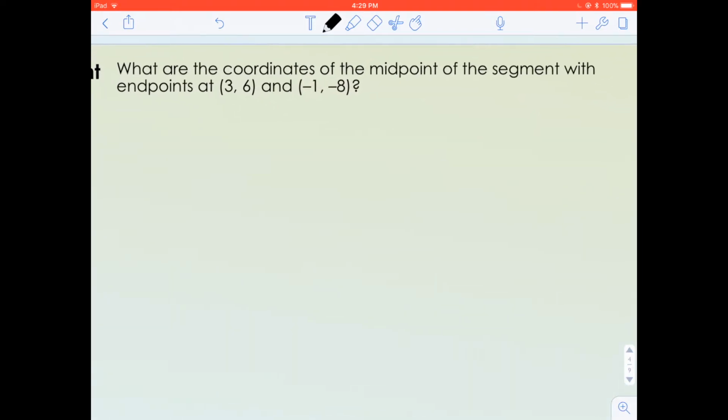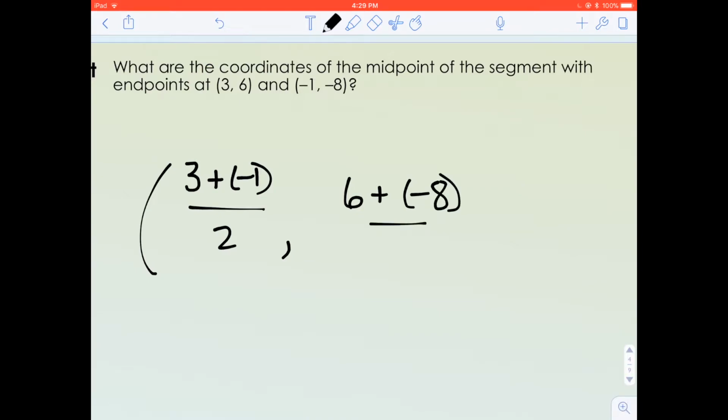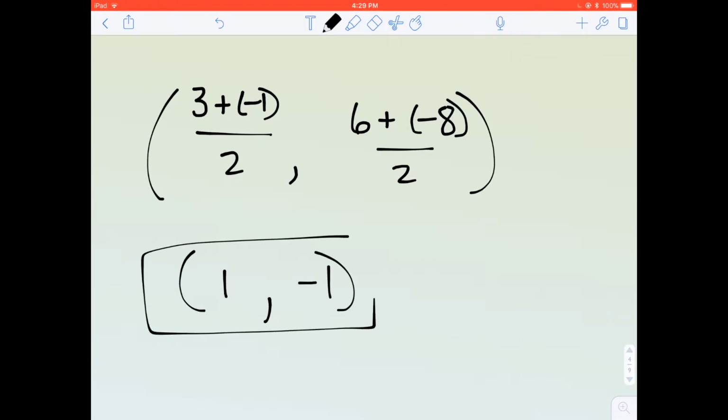Okay, it asks, what are the coordinates of the midpoint of the segment with endpoints (3, 6) and (-1, -8)? So I'm just going to have 3 plus -1. Okay, be careful with those negatives. Divided by 2. And 6 plus -8 divided by 2. Okay, so I'll have 2 over 2, which is 1. And I'll have -2 over 2, which is -1. So my midpoint would have been (1, -1).